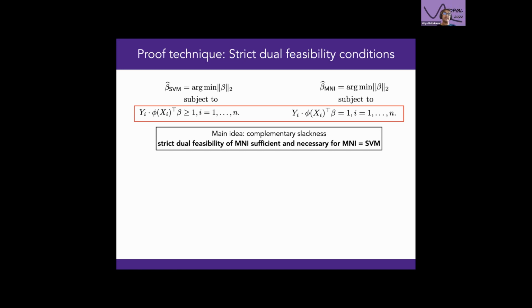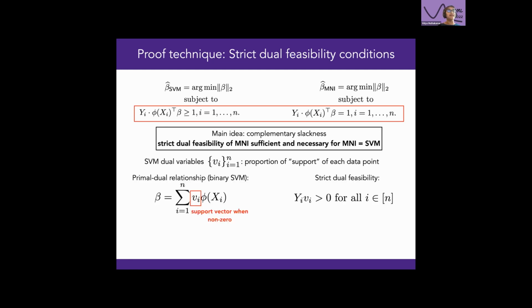So just to walk you a little bit through that main proof idea, I'm going to denote the dual variables V and note that there are n of them simply because the SVM has n constraints. And there's this very beautiful interpretation of the dual SVM that goes back many decades. But the idea is that the Vi simply represent the proportion of support of each data point. And what I mean by that is that there's this very nice primal dual relationship between the dual variables Vi and the primal solution beta. In particular, we have beta is equal to the sum of Vi times phi of Xi.